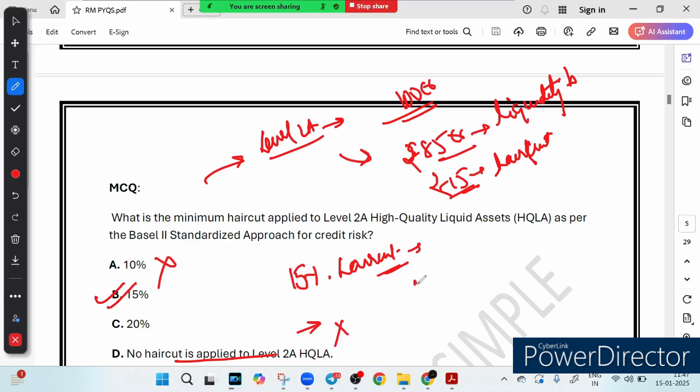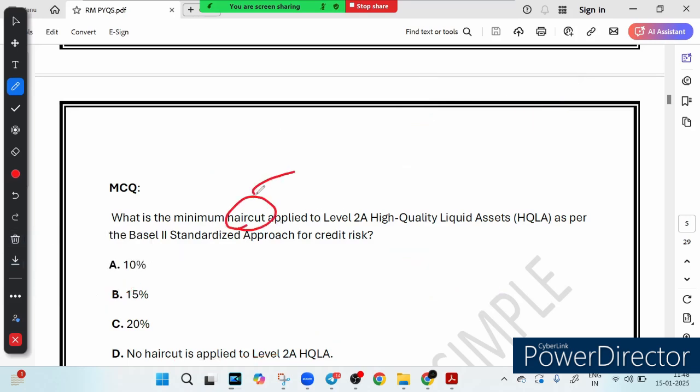Level 1 HQLA, you know Level 1 HQLA? Level 1 HQLA like cash or government securities typically do not require a haircut, but Level 2A always has a 15% haircut because they are slightly less liquid than Level 1 assets. Think of a haircut as a safety margin. Imagine you are buying a second-hand car. You might negotiate the price down by 15% to account for future maintenance cost or risk. Similarly, banks apply a haircut to Level 2A assets to ensure that they remain liquid and reliable during a financial stress.